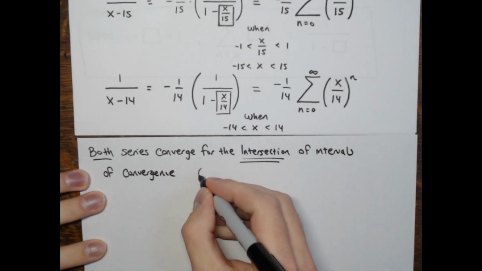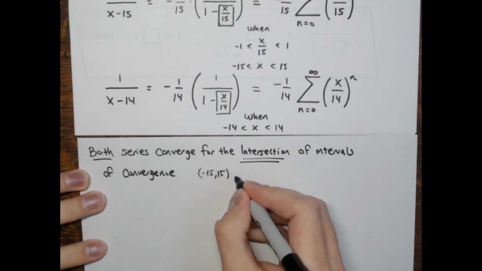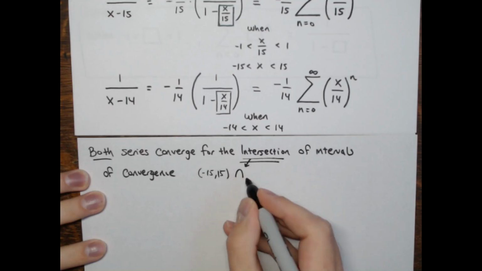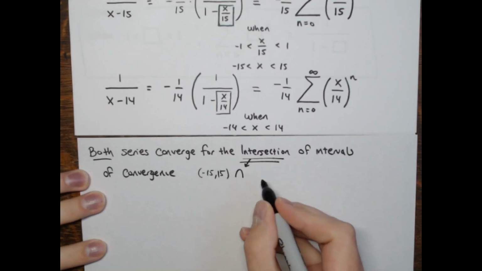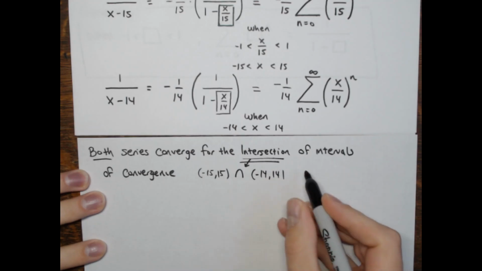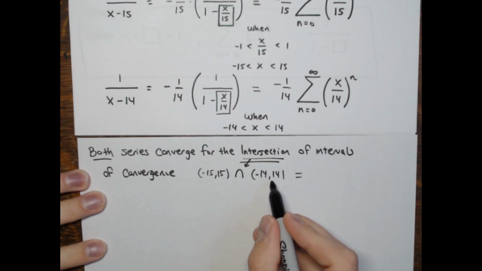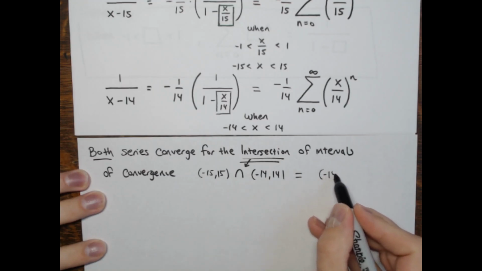The intervals of convergence are -15 to 15 for the first series, and then this symbol here is the intersection symbol. It's like an upside down U. And then the second series converges for -14 to 14. Well, the only stuff they have in common is the values between -14 and 14.